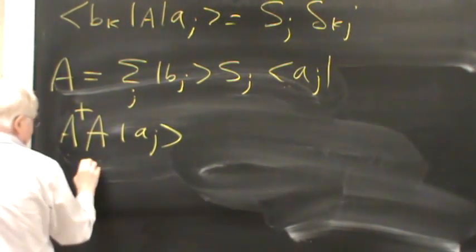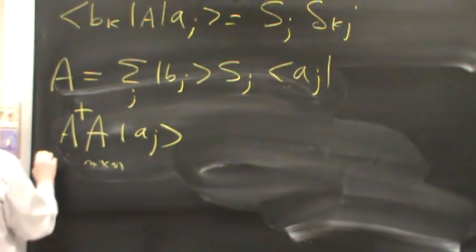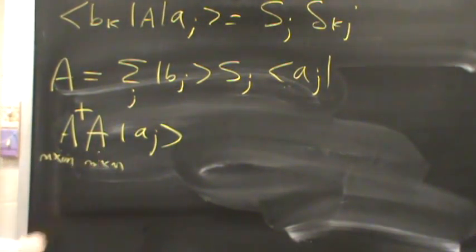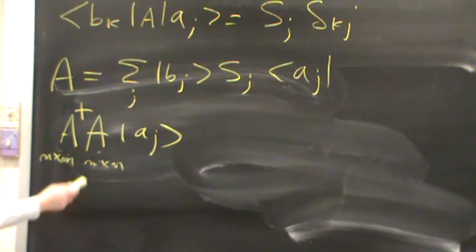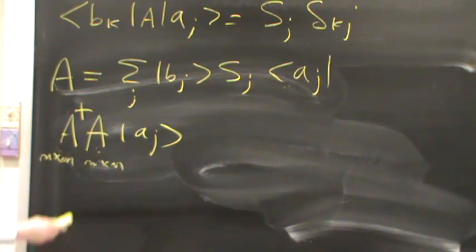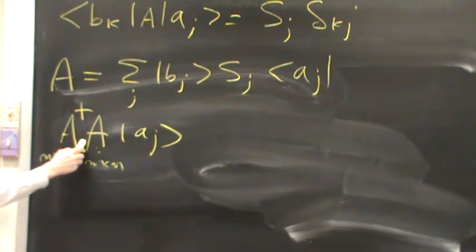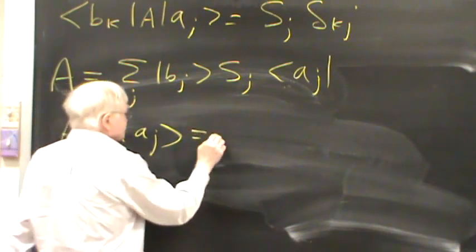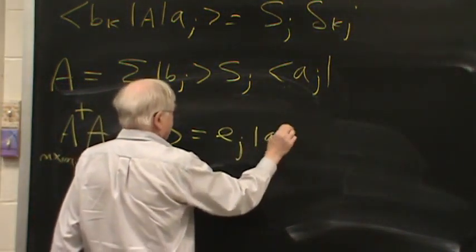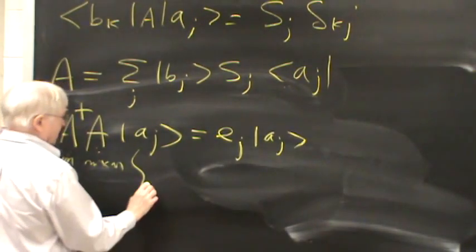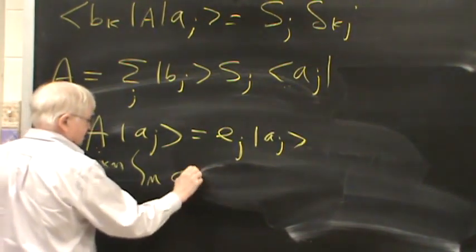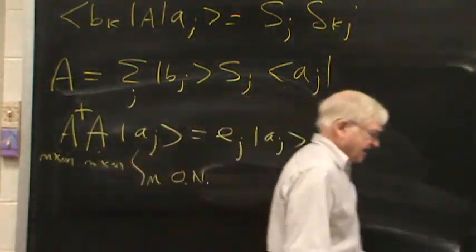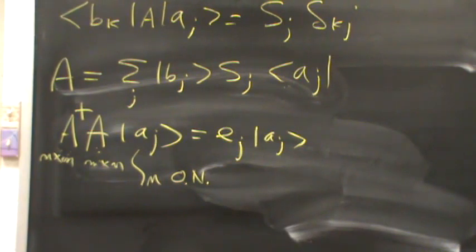So notice A is m by n, A dagger is n by m, so this is a perfectly sensible matrix multiplication. Moreover, it's a Hermitian matrix, not only Hermitian, but it's non-negative. It can't have any eigenvalues that are negative. So A dagger A |aj⟩ is equal to Ej |aj⟩, and these aj's are n in number, and we can choose them to be orthonormal because they're the eigenvectors of a Hermitian operator.